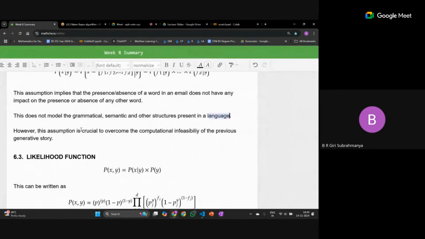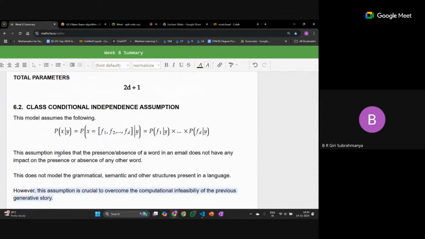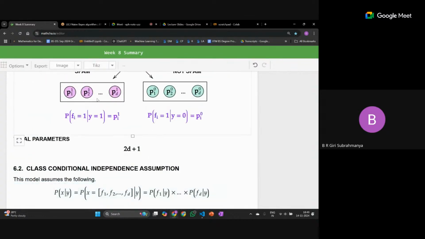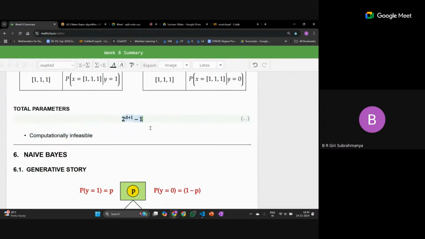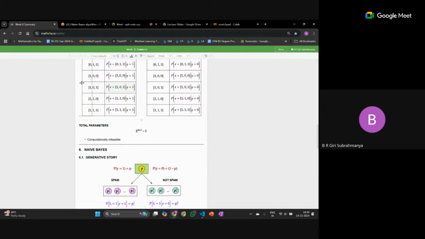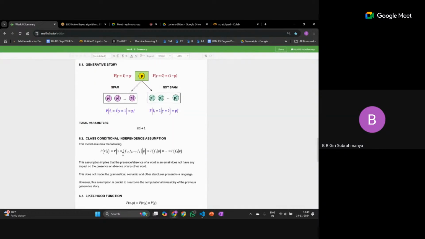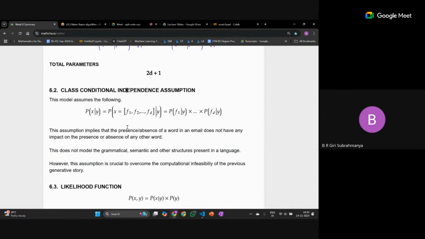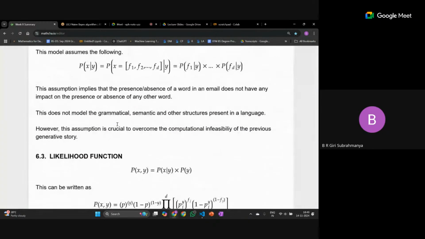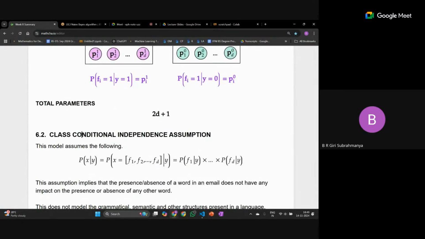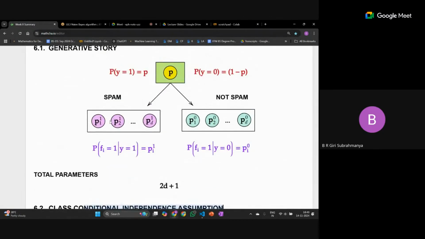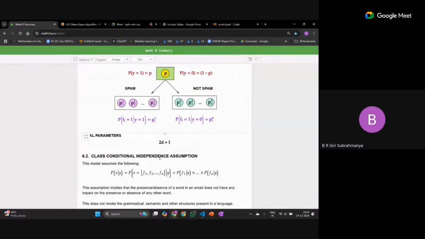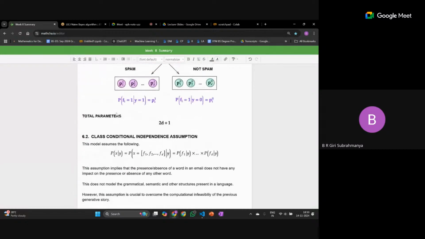But why we are doing this model here is this assumption. Because we are making this assumption, we are able to get out of the computational infeasibility. This is not possible computationally otherwise, but what differentiates this model from the other is this class conditional independence assumption, right? This assumption is crucial for this model being computationally feasible. For you to run this model, this assumption is necessary. So that's why we are going to follow this one now.